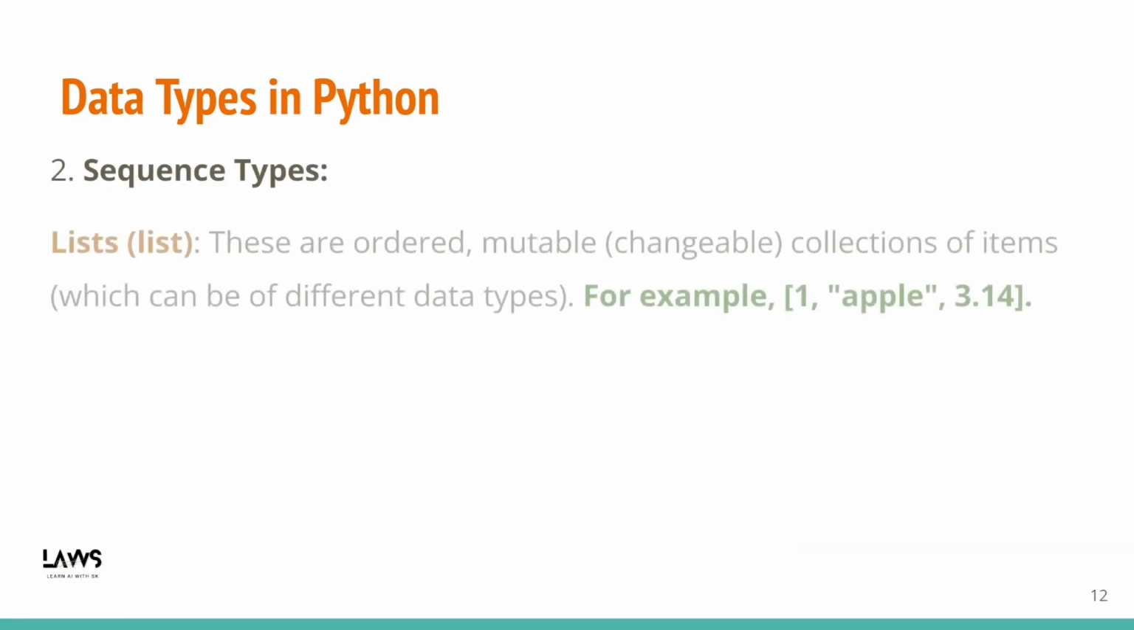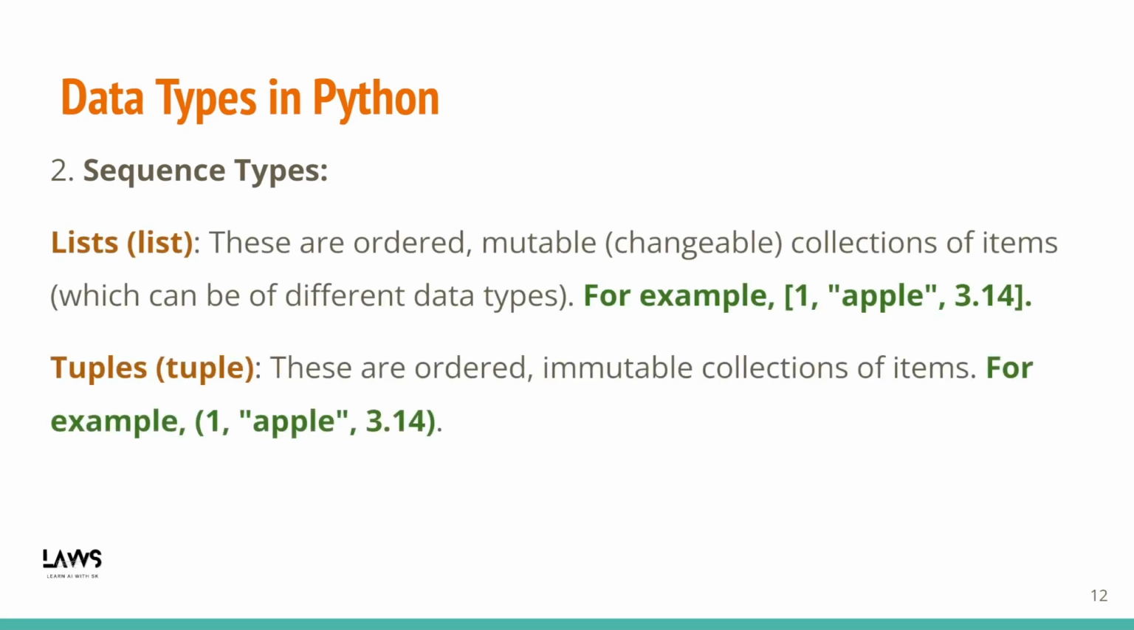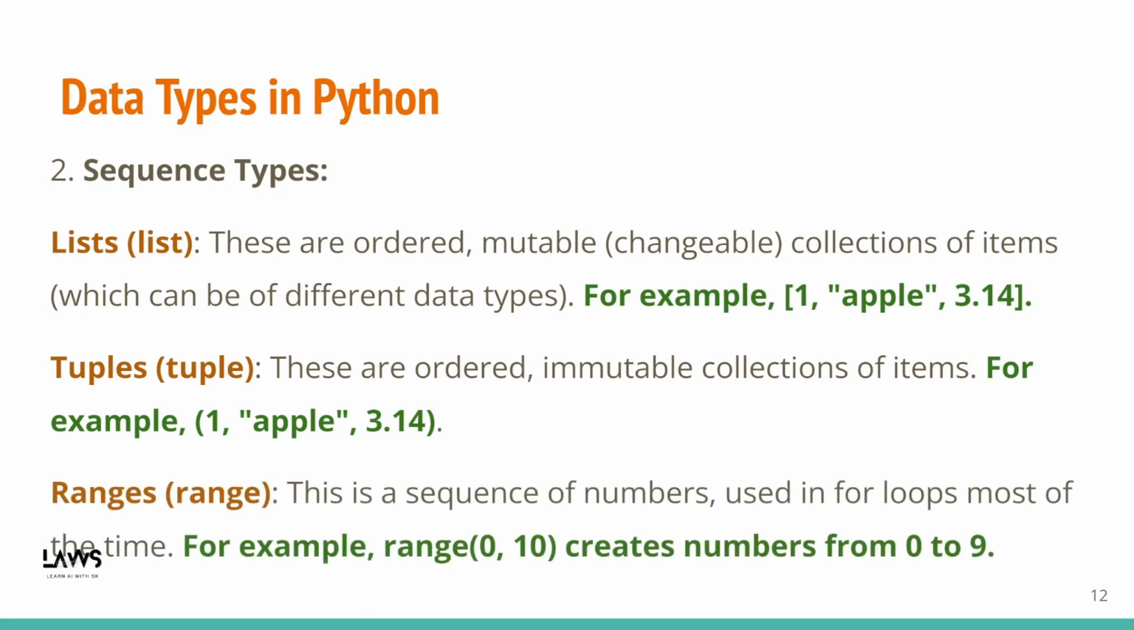Next, sequence types. Here sequence types has list, tuples, dictionary, etc. We can see them in depth in further classes, but as of now, for understanding, these are the sequence data types in Python. List and tuples. Ranges are there. We can create a particular range with starting and ending points.